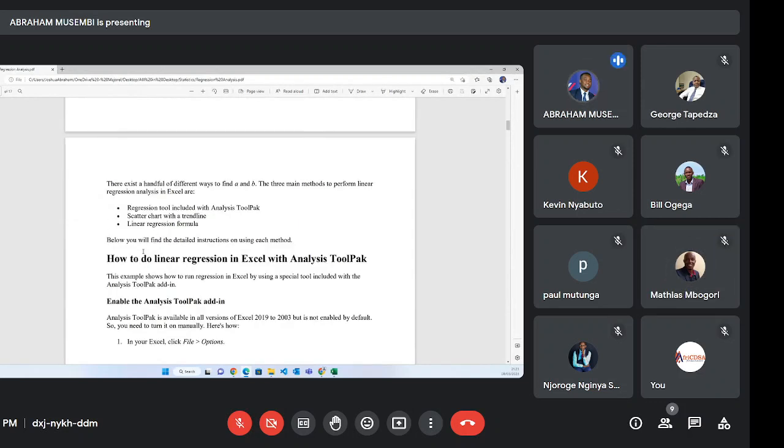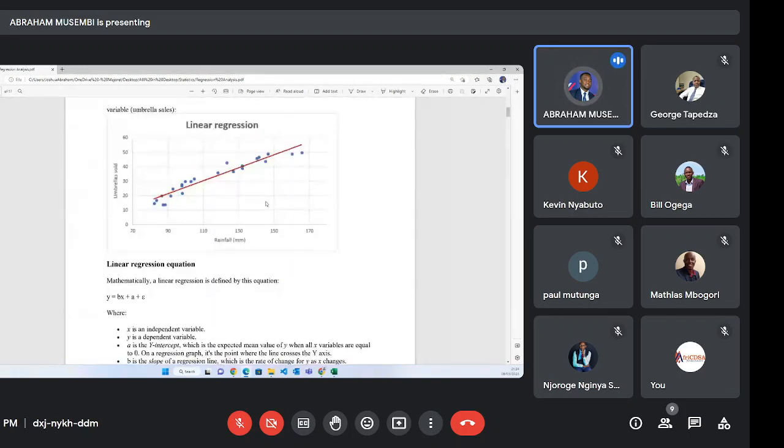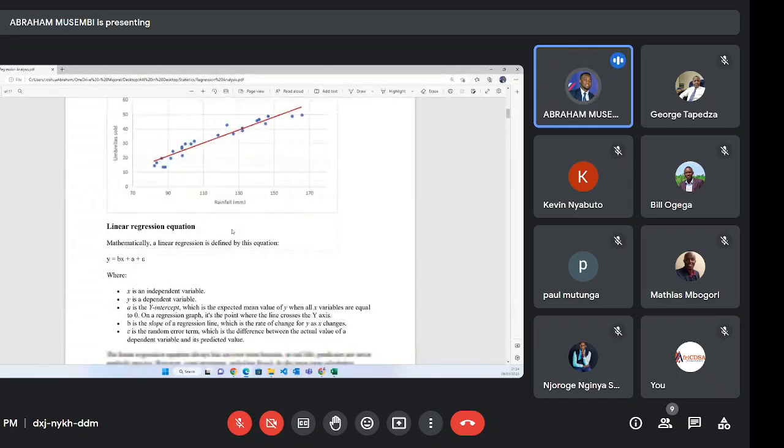Okay, so I was saying that under the notes, I've prepared these notes and I also shared them with you via email, basically showing you all the steps we've done. Okay, the linear regression equation, and now I also have this.